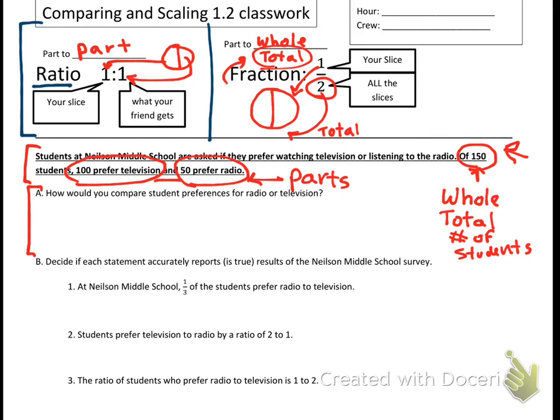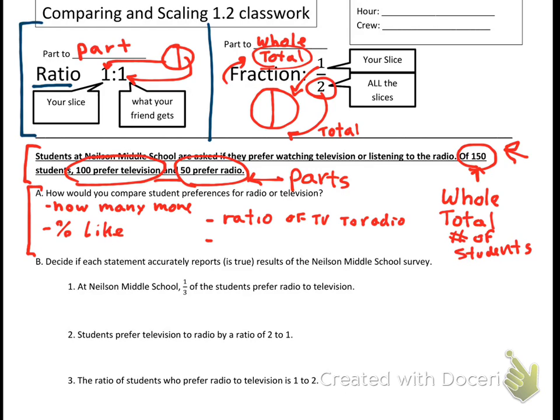Pause the video, write down some different ways we could compare them, and then restart this when you're ready to talk about it. Well, we can talk about a difference, how many more like television than like radio. We could talk about the percent who like radio or TV. We can talk about the ratio of TV to radio. For every this many students who like TV, this many like radio.